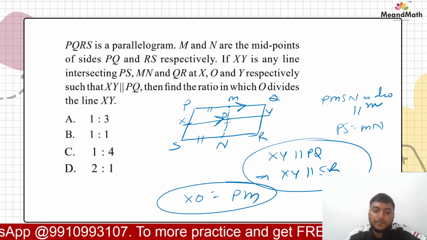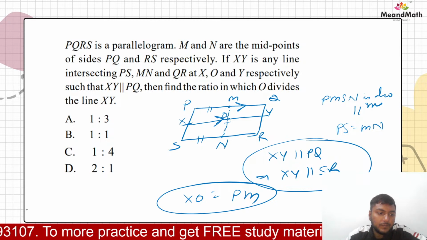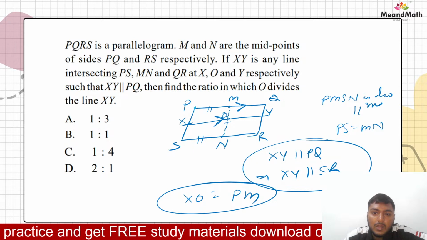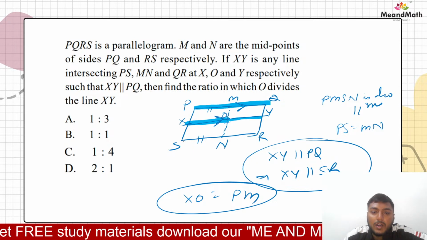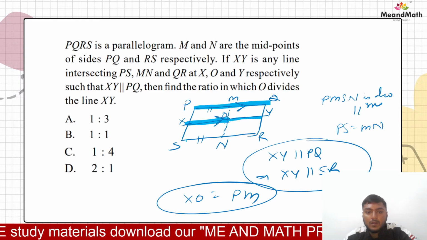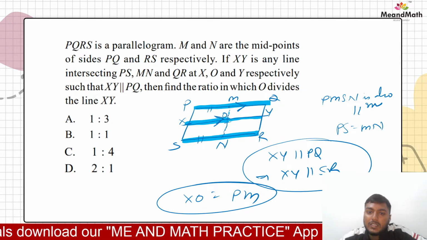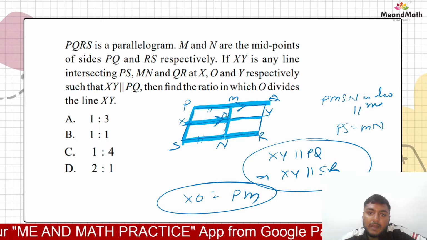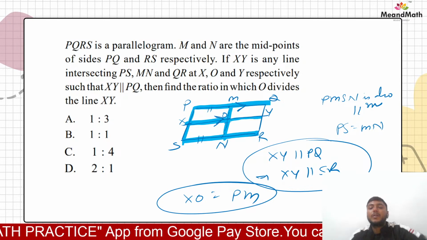PM, है ना बच्चों? क्योंकि why we are saying this बच्चों? क्योंकि PM के पैरेलल है XY, और इसके भी पैरेलल हो गई और SR के भी पैरेलल है, right? And since these two are already parallel, this PS and MN are already parallel, so this means that PMXO would be a parallelogram.